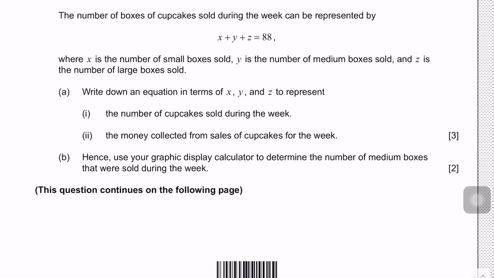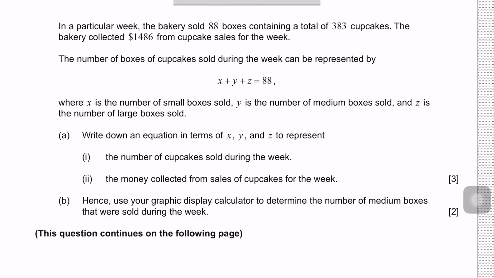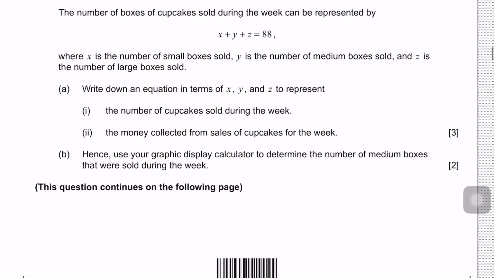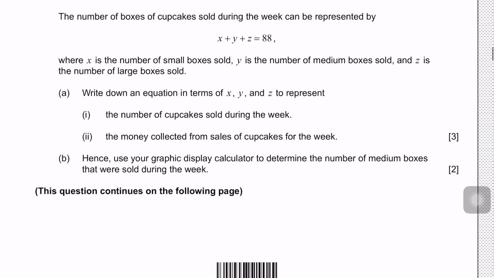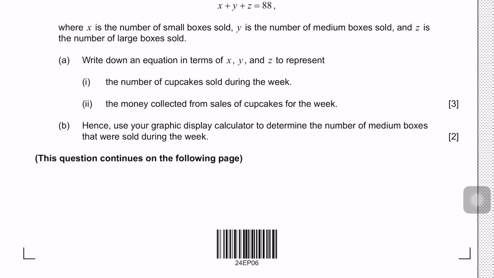Part A, write down an equation in terms of x, y, z to represent the number of cupcakes sold during the week. All right, so we know we sold 88 boxes and we sold 383 cupcakes. Okay, so let's go and write this out. So we know we're going to have something equal to 383 because that is the number of cupcakes sold during the week. I guess we could actually write it in terms of variables first. Okay, let's write it in terms of this x, y, and z.